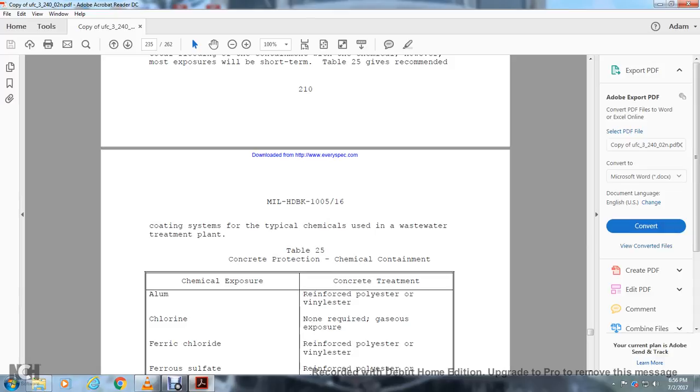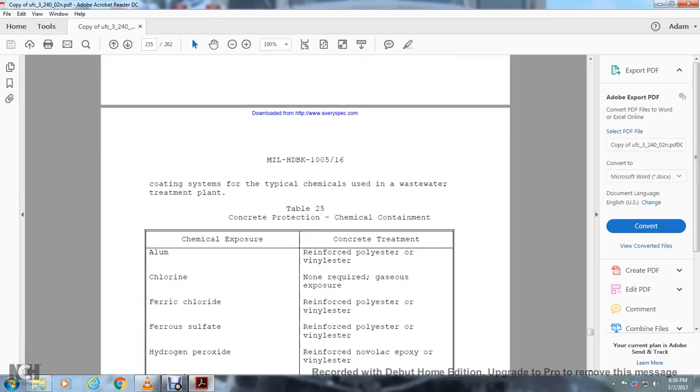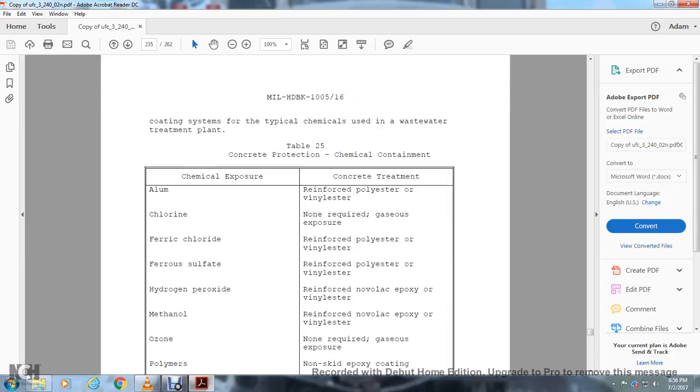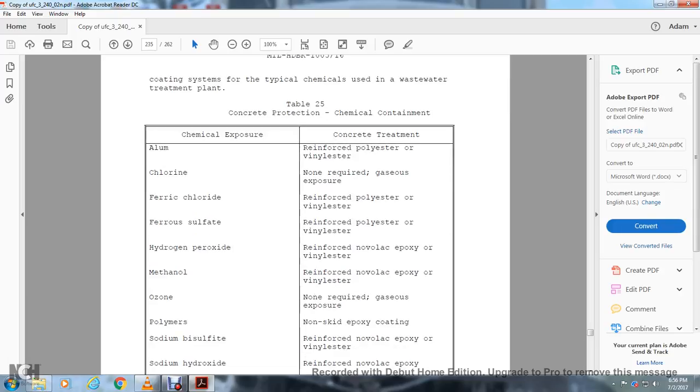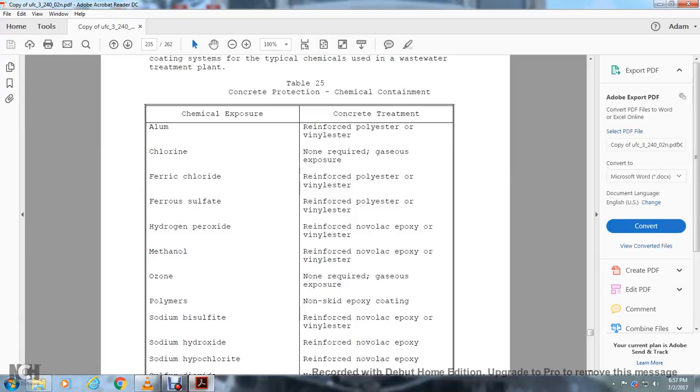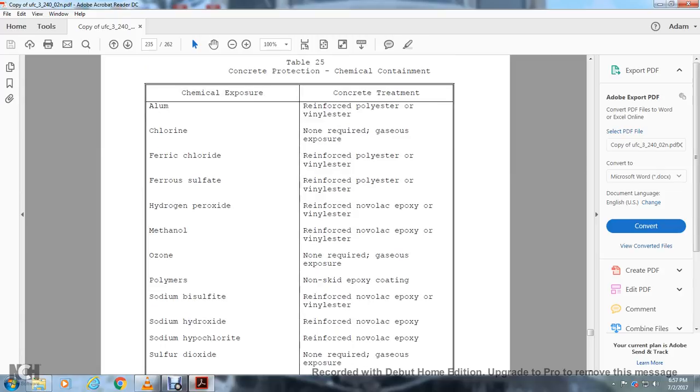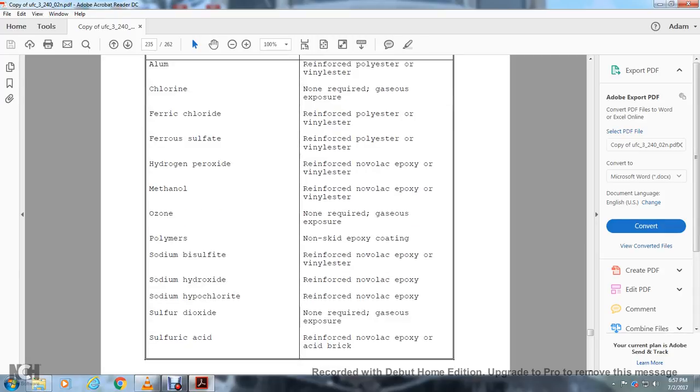Exposure to aluminum: reinforced polyester vinyl ester. Chlorine: non-required gas exposure. Ferric chloride: reinforced polyester vinyl ester. Fluoride sulfate: reinforced polyester vinyl ester. Hydrogen peroxide: reinforced non-volatile epoxy vinyl ester. Methanol: reinforced non-volatile epoxy vinyl ester. Ozone: non-required gas exposure. Polymers: non-excited epoxy coating. Sodium bisulfate: reinforced non-volatile epoxy vinyl ester. Sodium hydroxide: reinforced non-volatile epoxy. Sodium hypochlorite: reinforced non-volatile epoxy. Sulfur dioxide: non-required gas exposure. Sulfuric acid: reinforced non-volatile epoxy, acid brick.